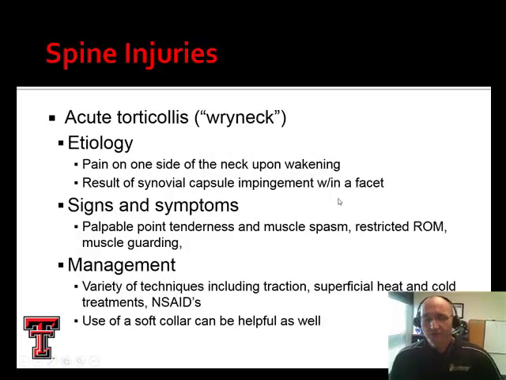Okay, acute torticollis or wry neck. You might have felt this before, pain on one side of the neck when you wake up. As we said, we sleep in an awkward position for hours at a time. We can end up with a little piece of synovium in that joint capsule. That little bit of impingement can result in quite a lot of pain.